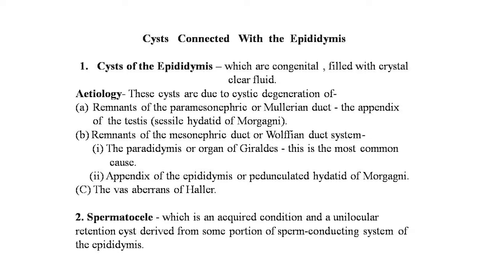Now second cyst of the epididymis is the spermatocele, which is an awkward condition and a unilocular retention cyst derived from some portion of the sperm-conducting system of the epididymis.